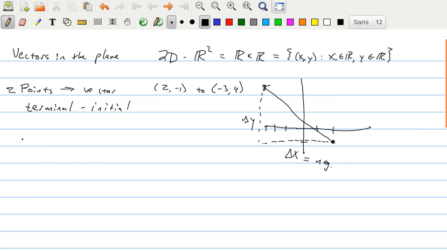So our vector that joins these 2 points will have components. We'll subtract the x's, so -3 subtract 2 is -5. We subtract the y components: 4 subtract -1 is 5. That's the vector joining those 2 points.